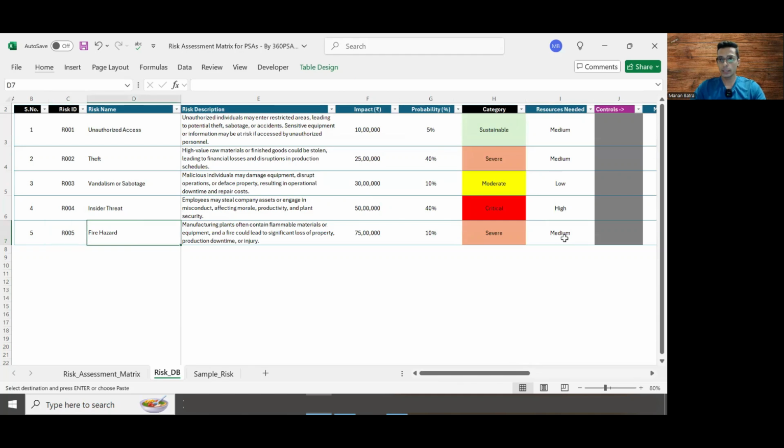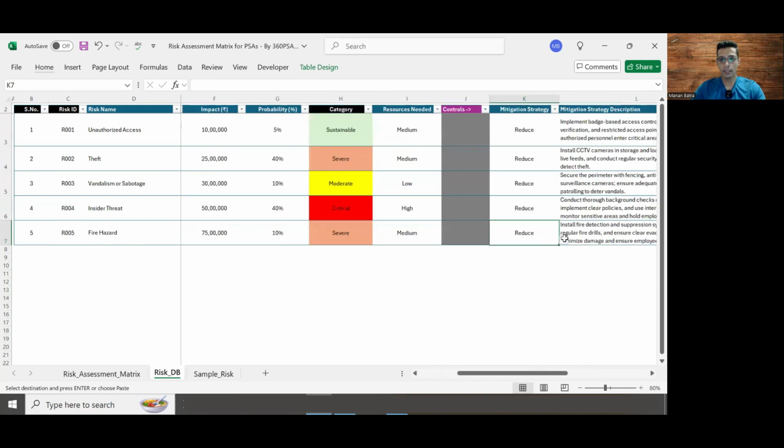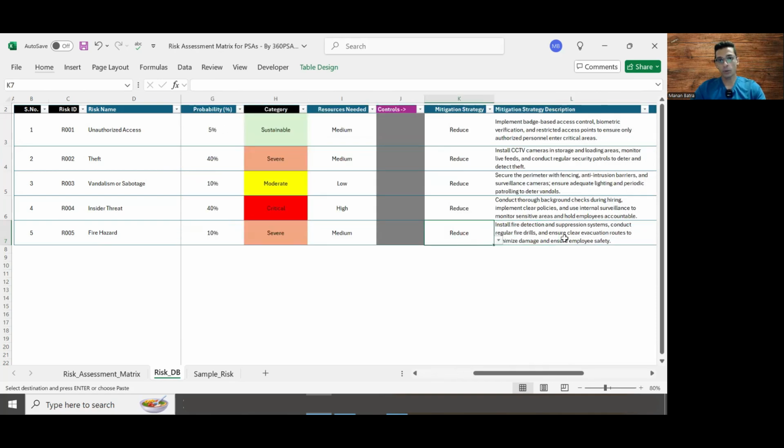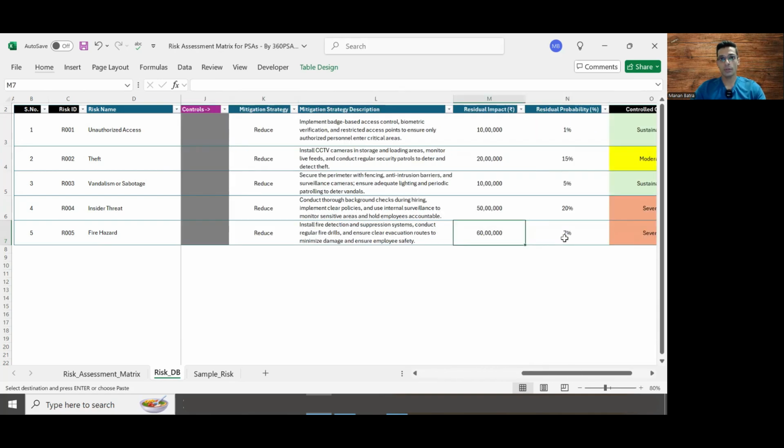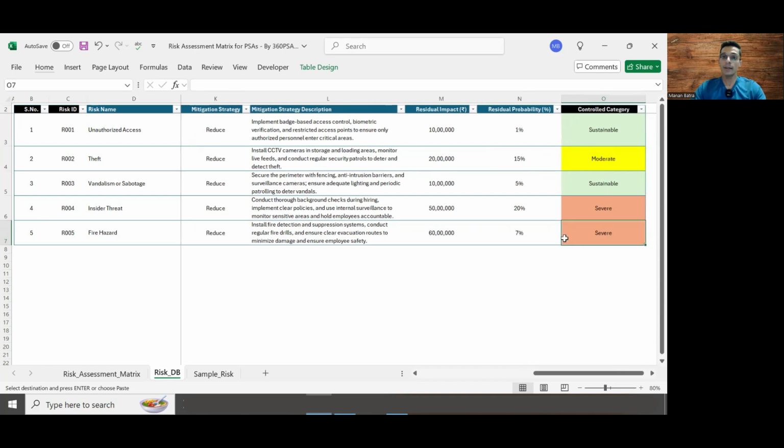Yeah. So here you see that we have added a new risk. The risk ID gets auto-generated. It's being called R005. Here you see we have put a risk description as well. And the impact and probability were 75 lakh and 10% respectively, putting this risk in a severe category. Now we believe that the resources needed would be of medium category, and the risk mitigation strategy that we want to employ again is reduce. So with our mitigation strategy, the impact reduces from 75 to 60 lakh, and the probability of occurrence reduces from 10% to 7%, even though the category still is severe. So that means there is more work that we need to keep doing on this particular risk, right?